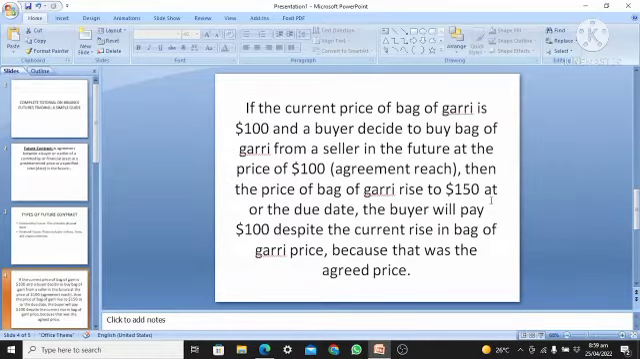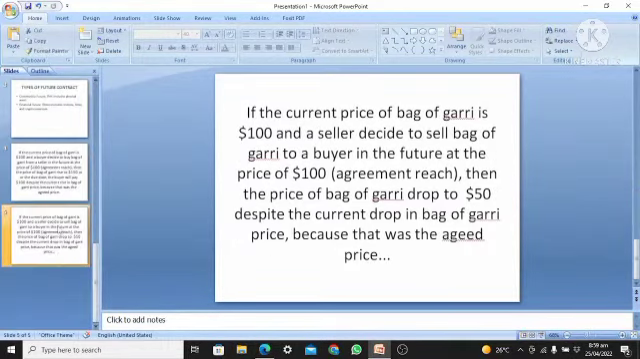Then automatically that confirms to us that the buyer makes a profit of what? $50 from buying a bag of garri at the rate of $100. Then let's look at the next step. What happened?